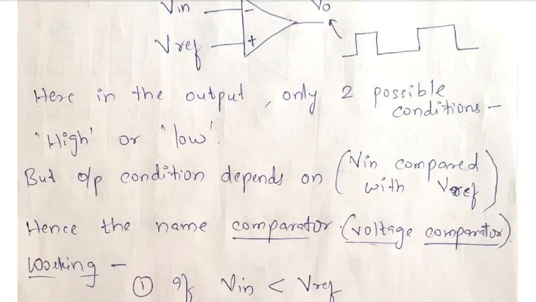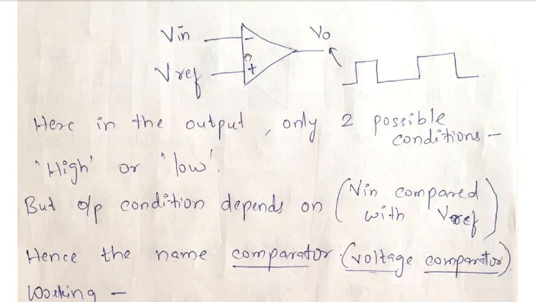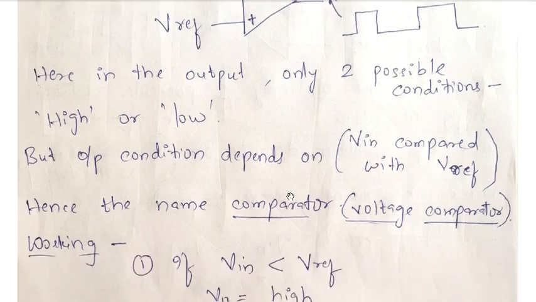So let me just read through whatever is mentioned here. Here in the output, only two possible conditions, high or low, but output condition depends on V input compared with V reference. That's what I mentioned just now. Okay, hence the name comparator. Why comparator? Because we're comparing V input and V reference and then the output is decided. So it's called as a voltage comparator.